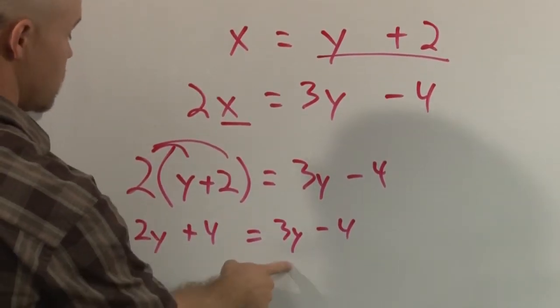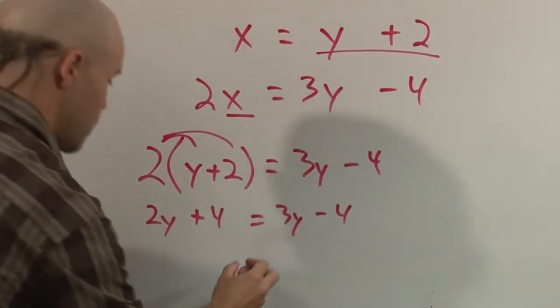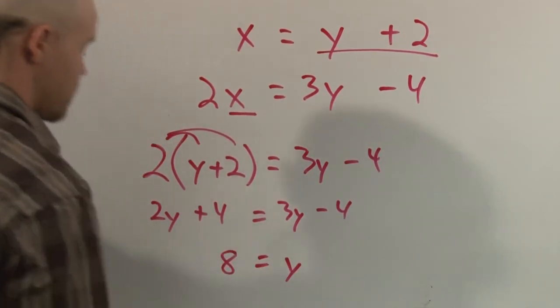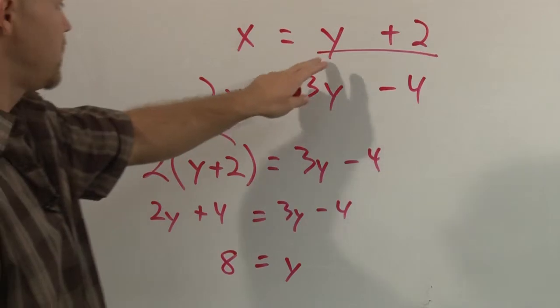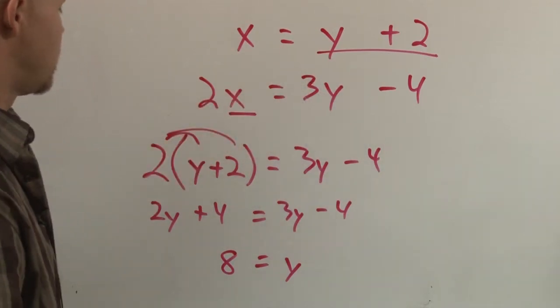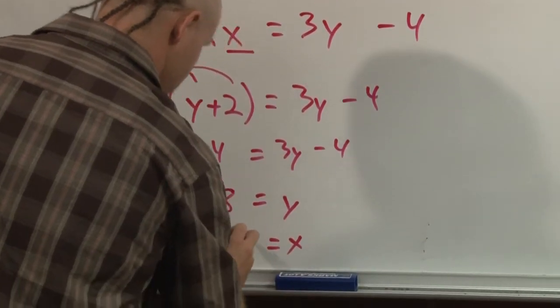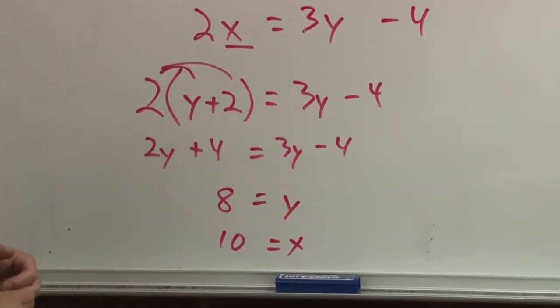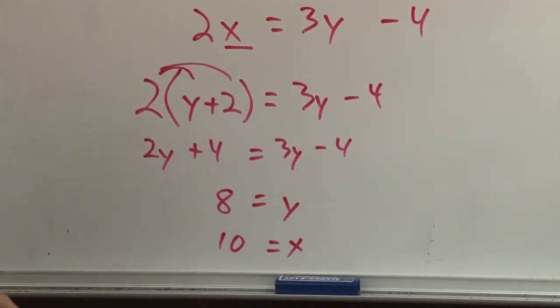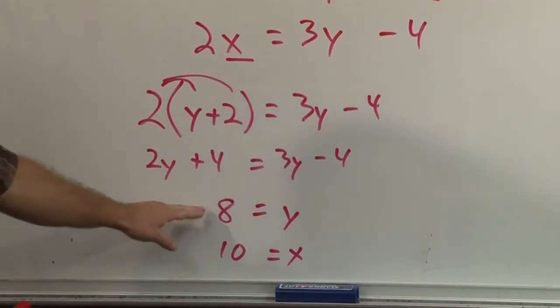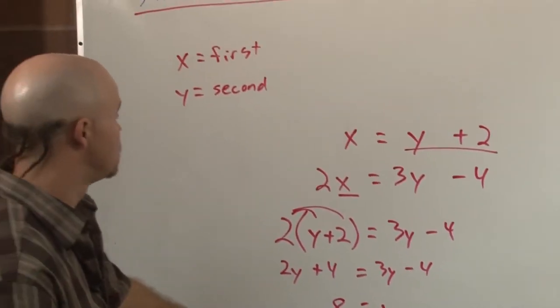I'm going to subtract the 2y over here, add the 4 over here. So this is going to say that y equals 8. So if y equals 8, that must mean x is 10. So if y is 8, x equals 10. If we were to translate our solved problem, we can say our first number must be 10, our second number must be 8.